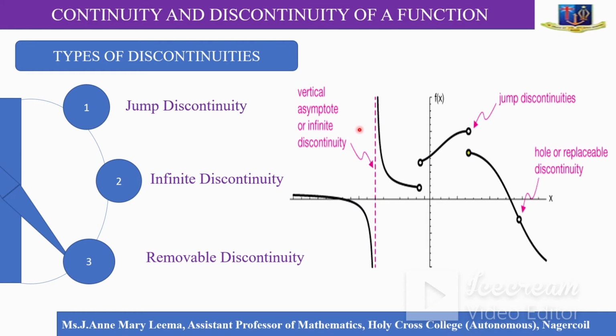First one is the vertical asymptote or infinite discontinuity. Here, the function goes off to infinity. Next is the jump discontinuity. Here, the function jumps from one value to another value. Third one is hole or removable discontinuity. Here, the limit exists at a, f of x exists, but it is not equal to f of a. So this discontinuity can be removed.